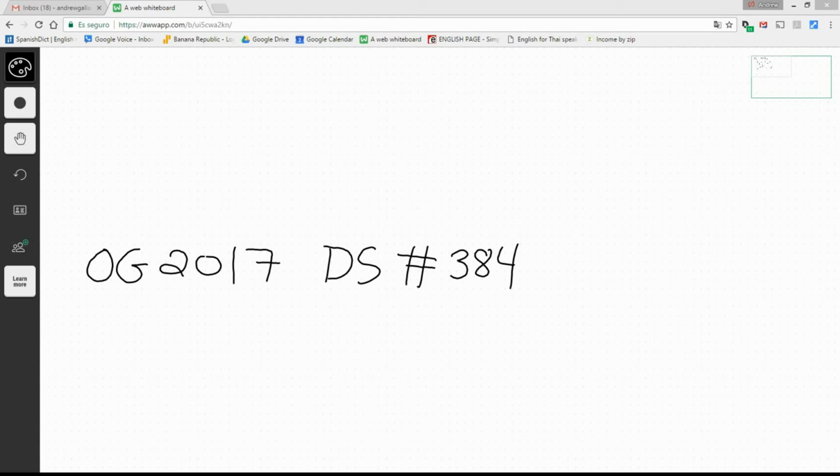So this problem that we're going to do is from the Official Guide 2017 edition. It's data sufficiency number 384. And the problem reads, in the XY plane, region R consists of all the points (x, y) such that 2x plus 3y is smaller or equal to 6. Is the point (r, s) in the region R? First of all, we have to draw that region R.